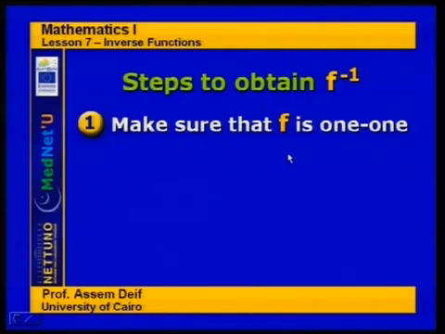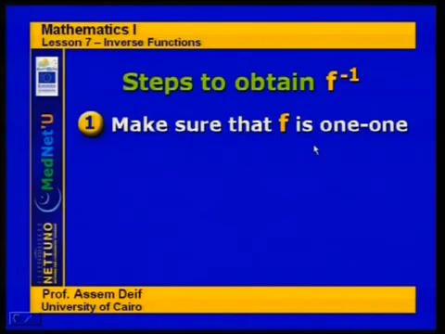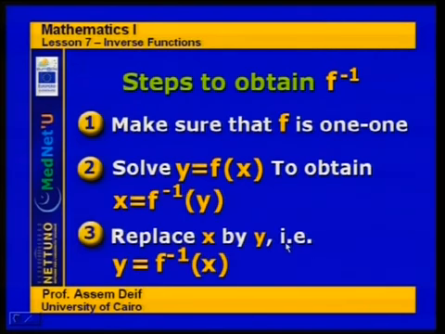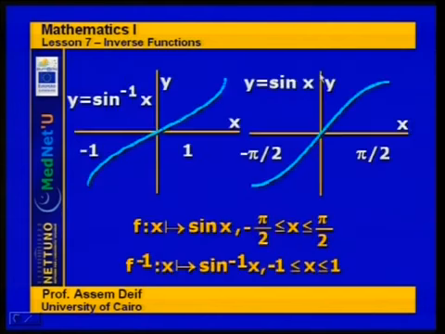Now, what are the steps to obtain f minus 1? You have two ways of doing it, either by algebra or by drawing. First of all, you make sure that f is one-to-one. For example, if it's monotonic increasing or decreasing, then you know that it has an inverse. It's injective. And then you solve for y in terms of x; in other words, you make x the subject. x is equal to f minus 1 of y. And this is the inverse operation. This is the inverse function. And then at last, you can replace x by y to get y is equal to f minus 1 of x.